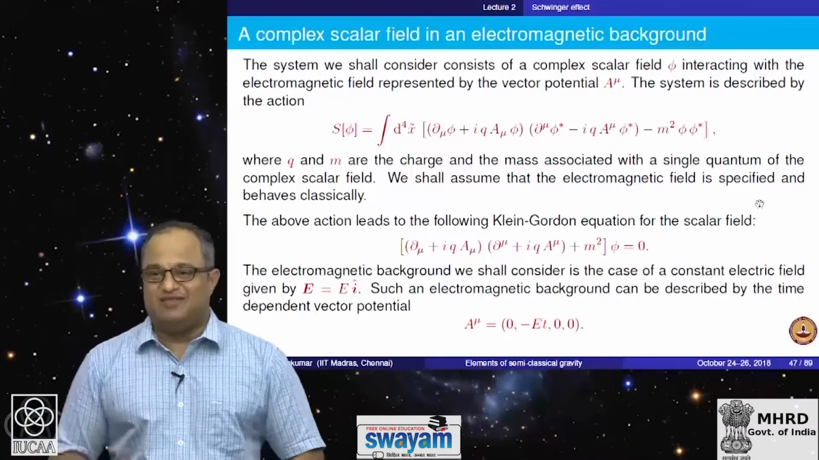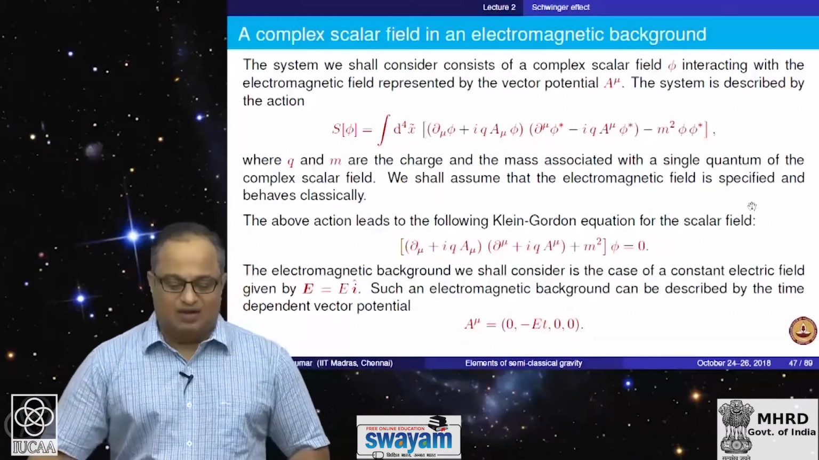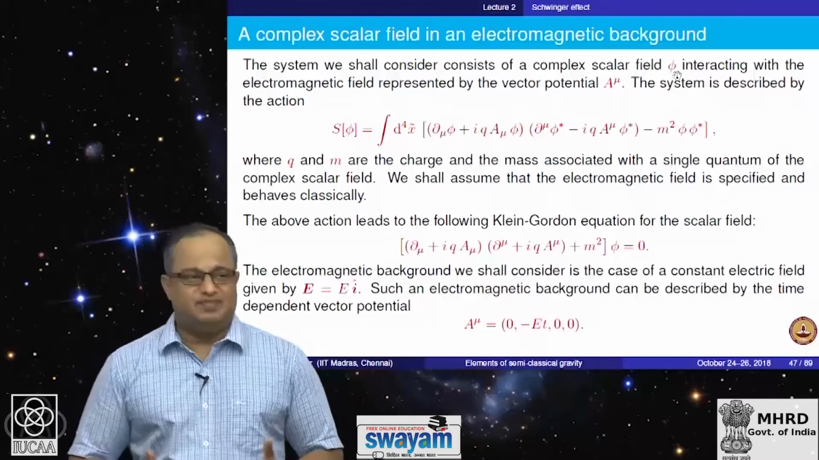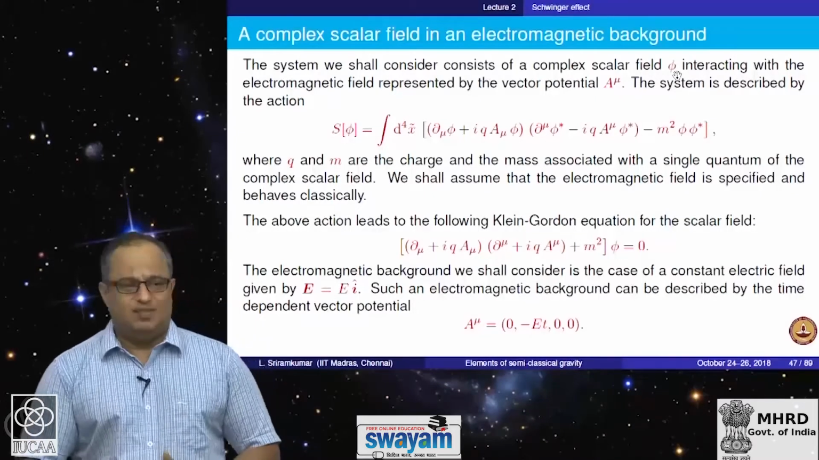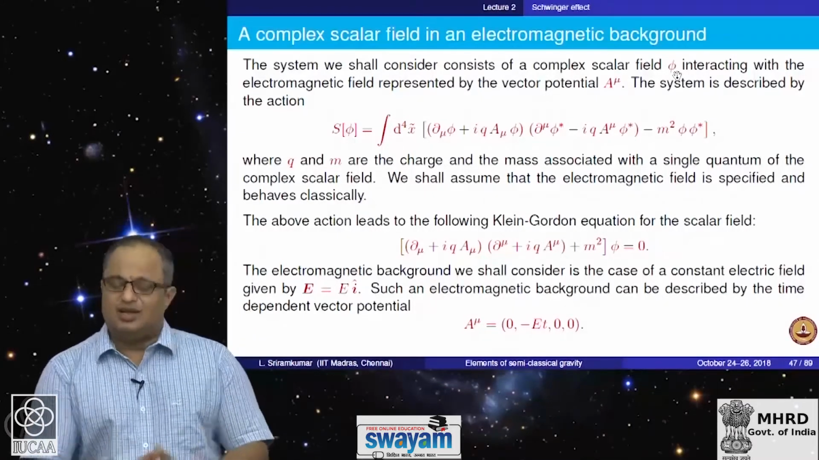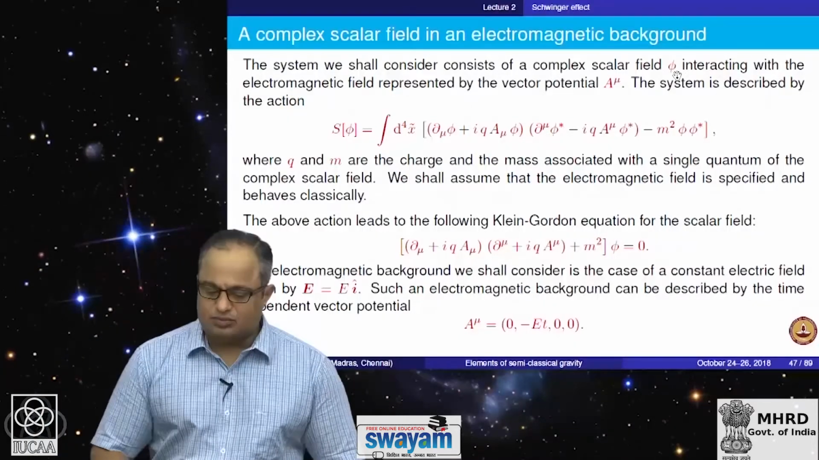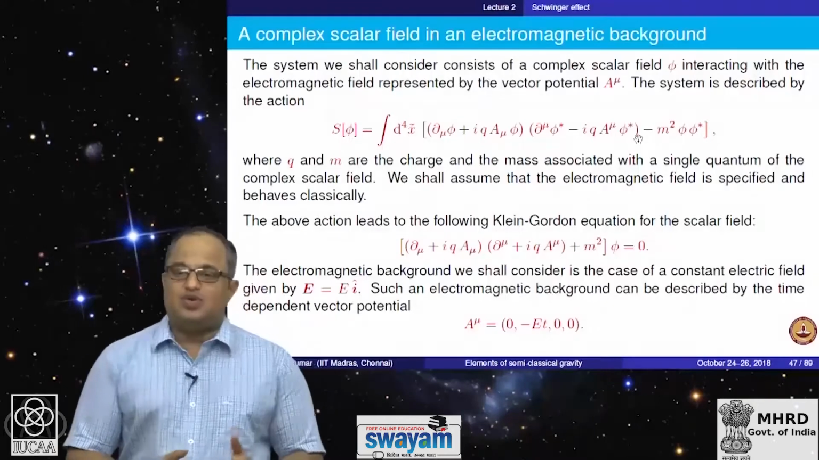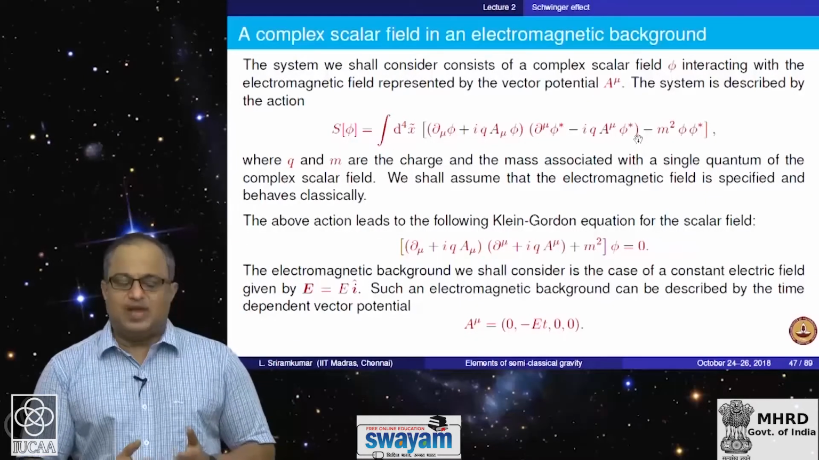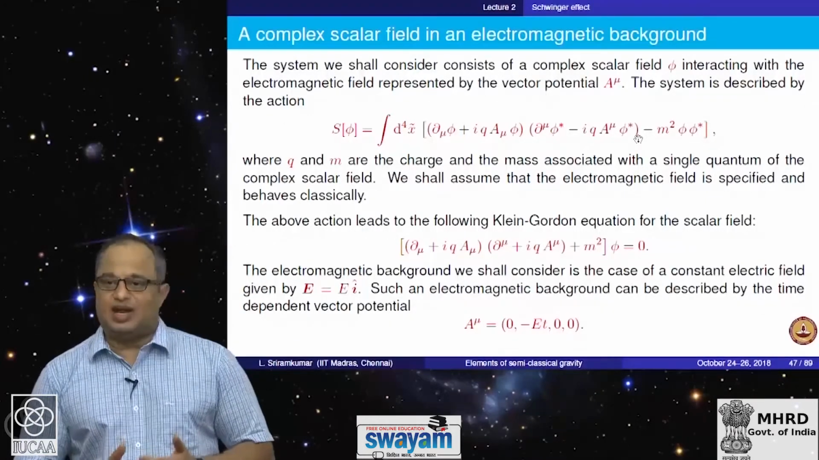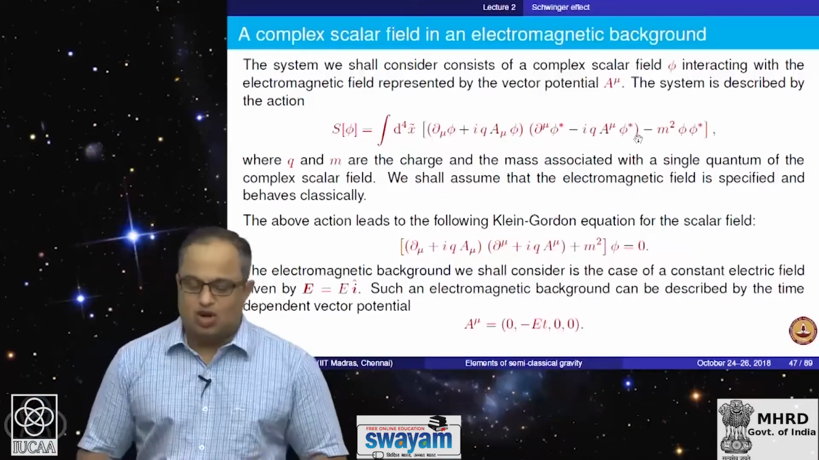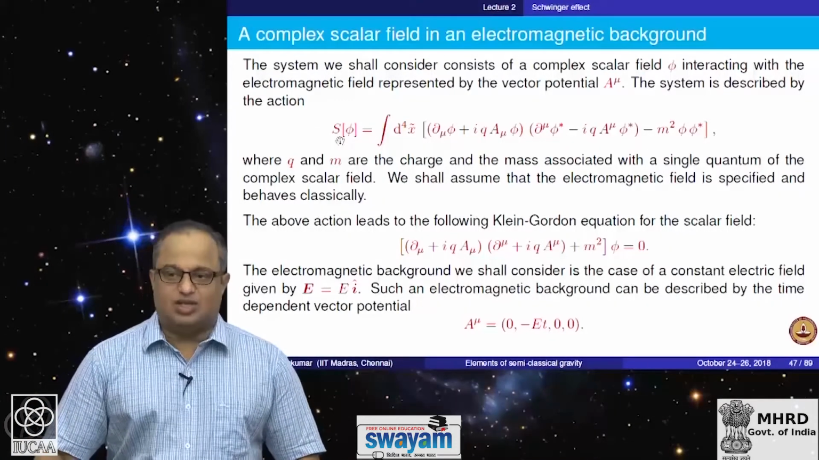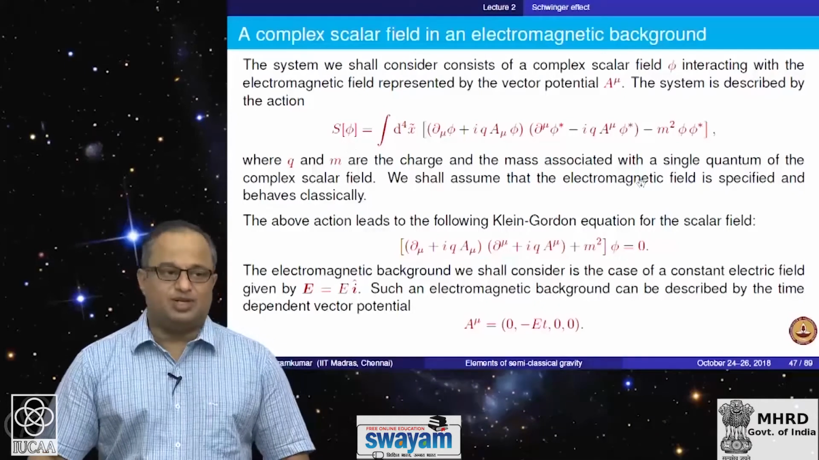So, a real scalar field will not do, and therefore, I will consider a quantum scalar field phi, and here I am going to work in 3+1 dimensions to illustrate the standard Schwinger result, and I will consider a massive field, and A_mu is the vector potential that describes the electromagnetic field, and as you would know, the action describing such a complex scalar field is given by this expression.